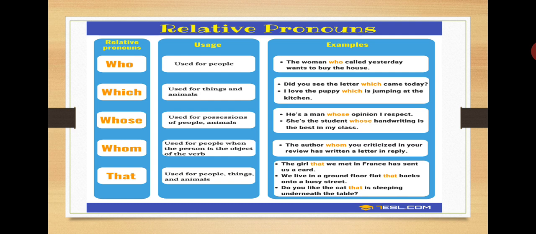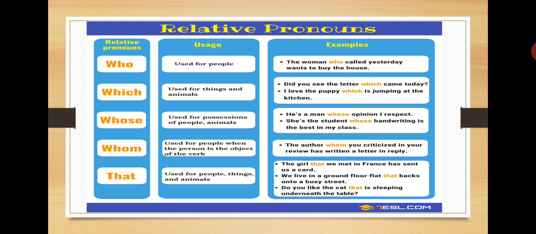Which is used for things and animals. Did you see the letter which came today? I love the puppy which is jumping in the kitchen. Whose? Used for possession of people, animals. He is a man whose opinion I respect. She is the student whose handwriting is the best in my class.